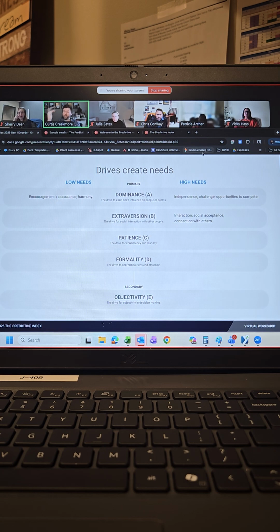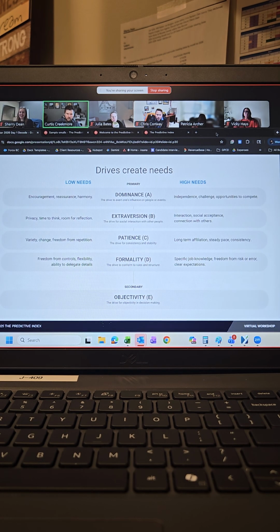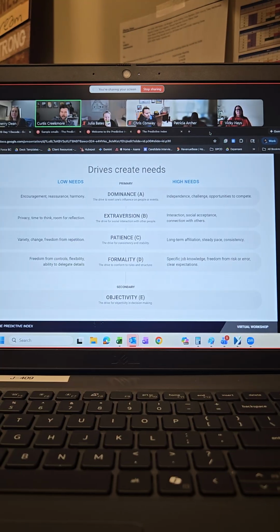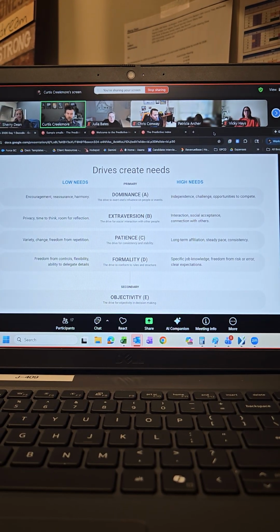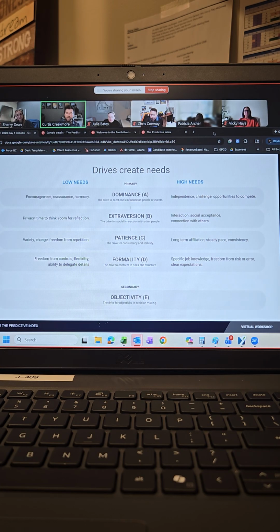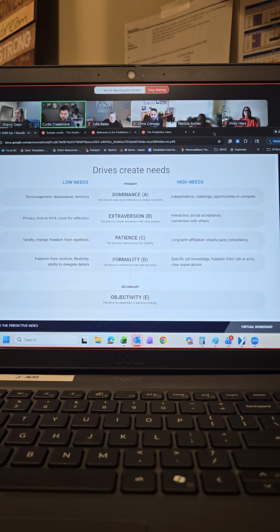So instead, I'm just going to go through and share each of these things. Oops, there we go. So let's talk about them. We just spoke about extroversion being people-oriented. For those people who are not as driven by their extroversion, they need more time to think. They need room to reflect. They need privacy. They are less driven by their people orientation, so they would prefer privacy and probably to work alone.